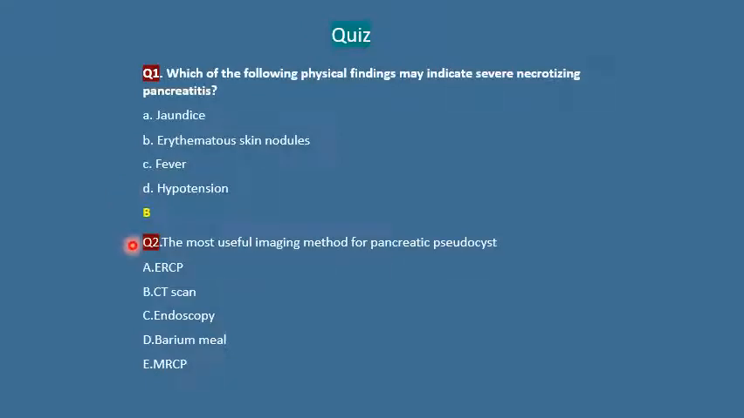Question number 2. The most useful imaging method for pancreatic cirrhosis: A. ERCP, B. CT scan, C. Endoscopy, D. barium meal, and E. MRCP. The answer is B. CT scan.